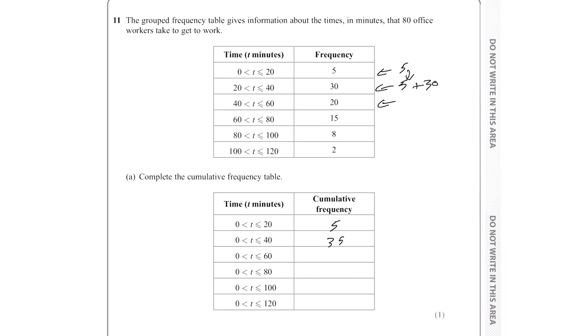Similarly, this is going to be 5 plus 30 plus 20, which is 55. The next one is going to be 70, the next one is going to be 78, and then the next one is going to be 80.